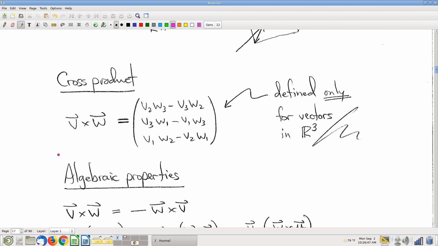Can either dot product or cross product be done with vectors of different dimensions, or no? So no, they've got to match up. Otherwise, it's just not defined, right?